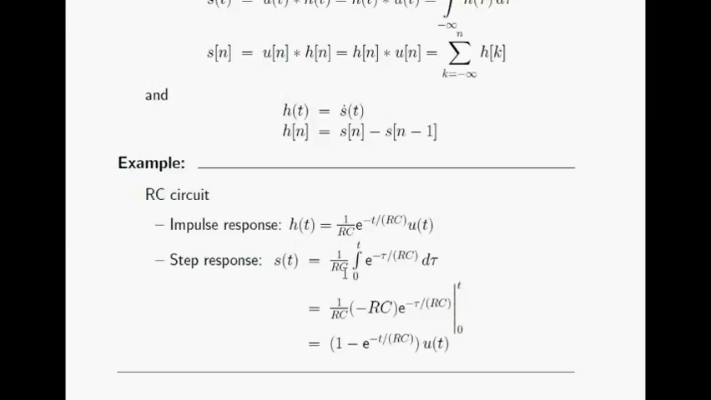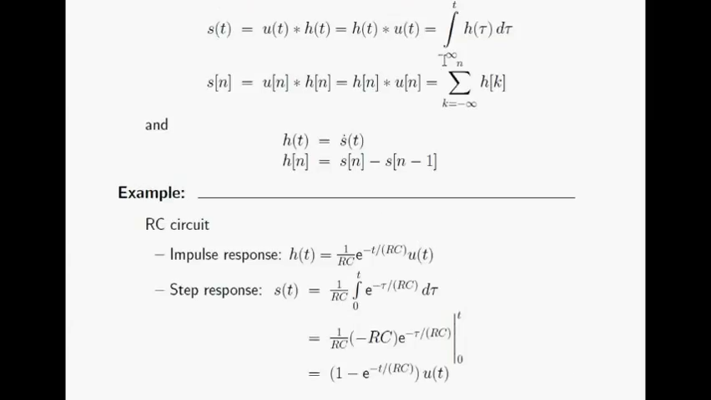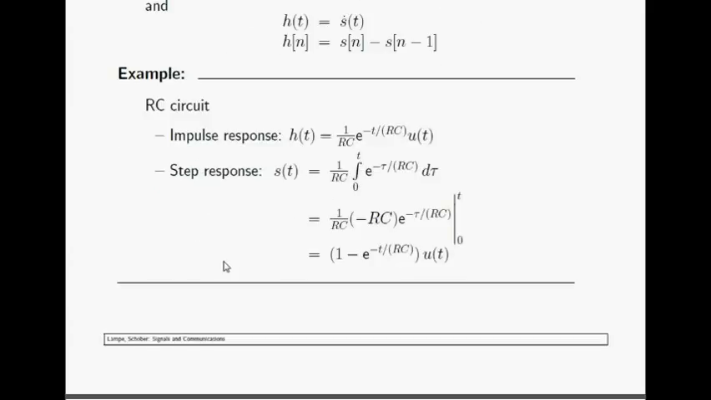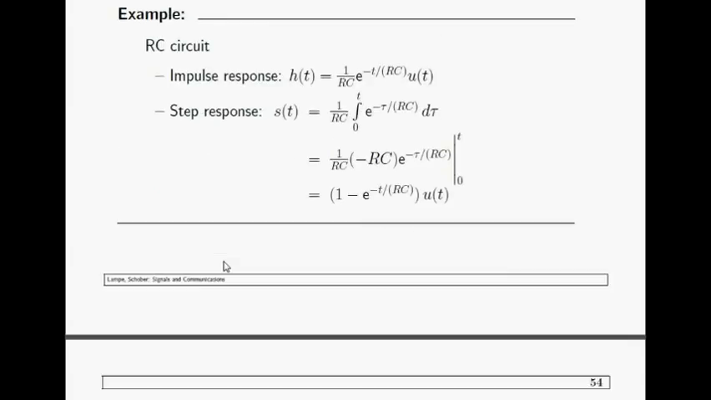So if I calculate s of t, 1 upon rc is constant, it will come out of the integration. Okay, and we are calculating minus infinity to t, but the h of t has u of t inside it, so it will be integrated from 0 to t only, and it is e to the power minus tau upon rc d tau. So if you solve the integral, you will get this answer, which is the step response for the impulse response given here.